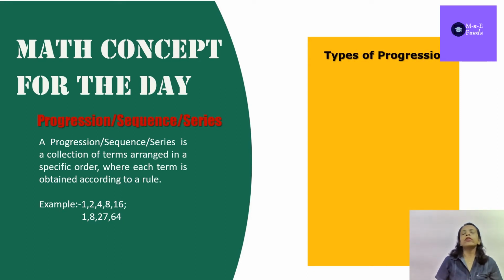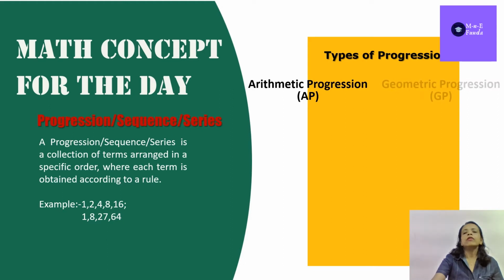So types of progression. Progression is generally of two types: arithmetic progression, that is AP, and geometric progression, that is GP.